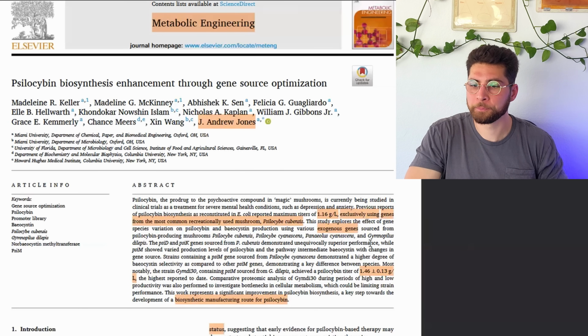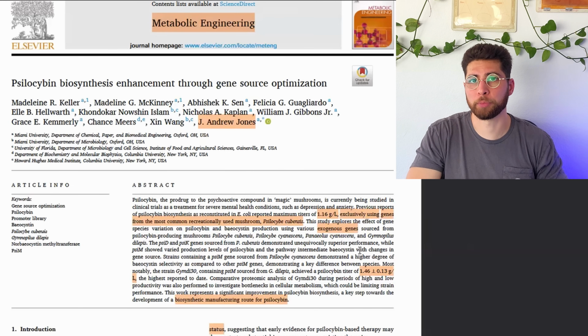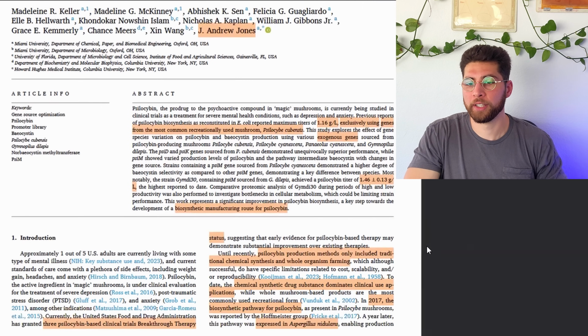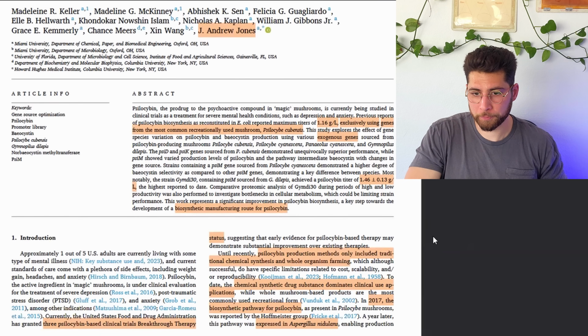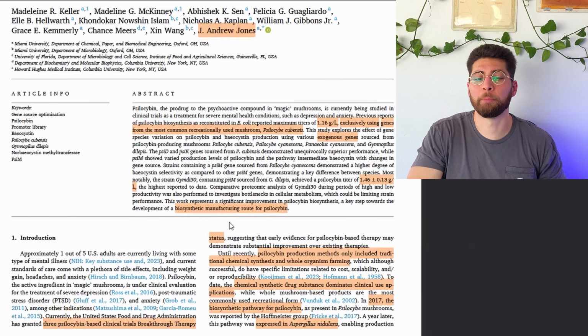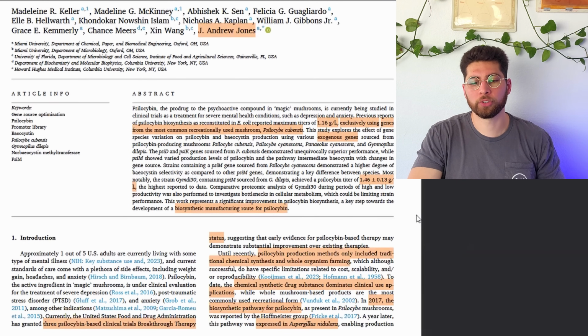So the conclusion of this paper is they found some new genes from other species that increased titers by nearly 50% to about 1.5 grams per liter of psilocybin, which is even more exciting than about a gram per liter. And then finally, they end saying that this is sort of giving us a biosynthetic manufacturing route for psilocybin.